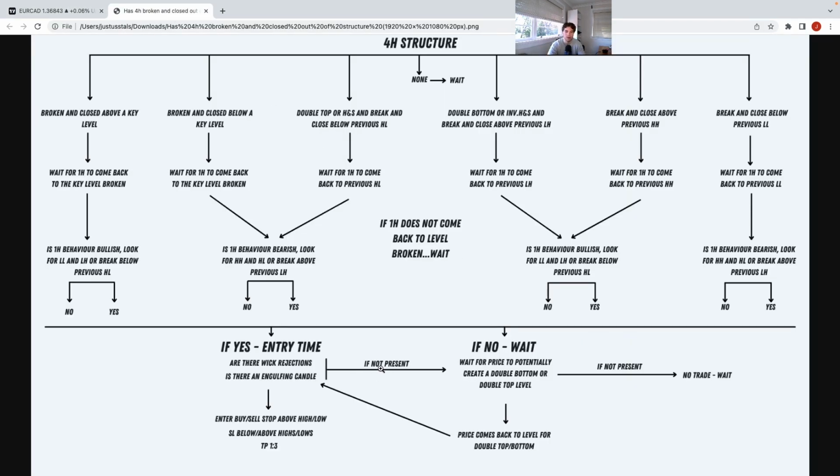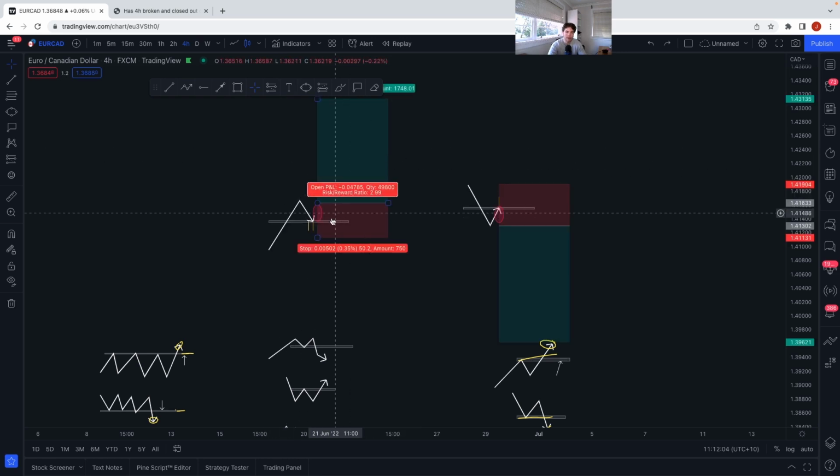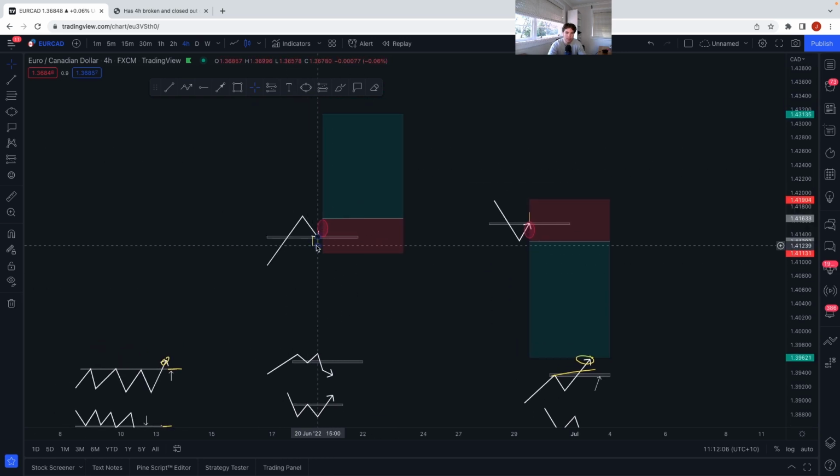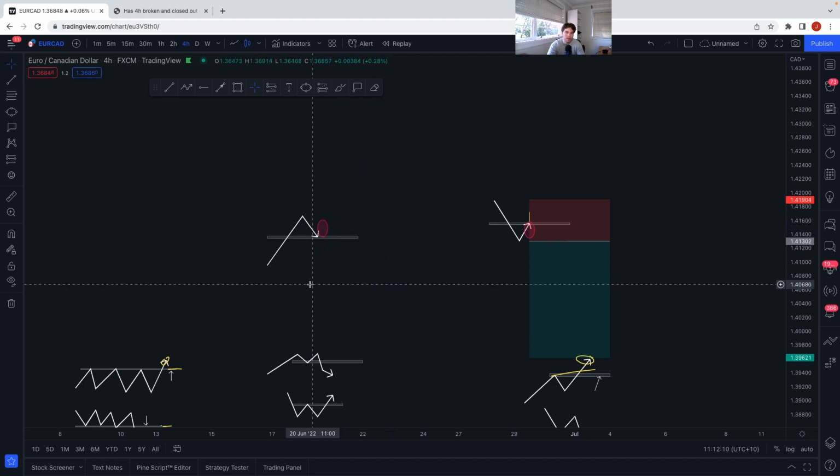Okay, so let's say these wick rejections and an engulfing candle are not present. Let's say price creates an engulfing candle, but there are no wick rejections. I'm not going to take the trade. Simple as that.